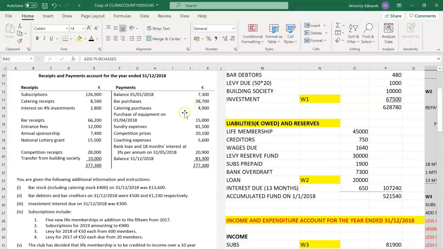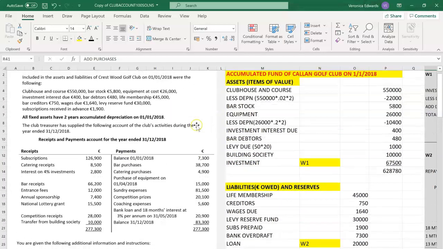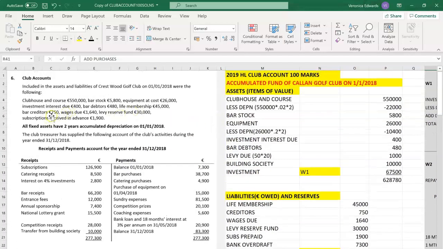38,700. But the question then is, was some of that to pay off last year's creditors? And are there any creditors at the end of the year? Are there any credit purchases that you haven't paid off yet? So start with your 38,700. If you look at the beginning of the year, you'll see there were creditors at the beginning of the year of 750. They would be for purchases you made last year. So some of that 38,700 is probably to pay off those creditors.